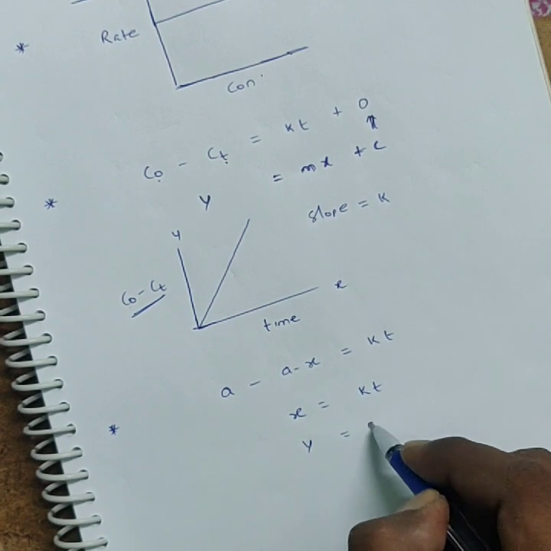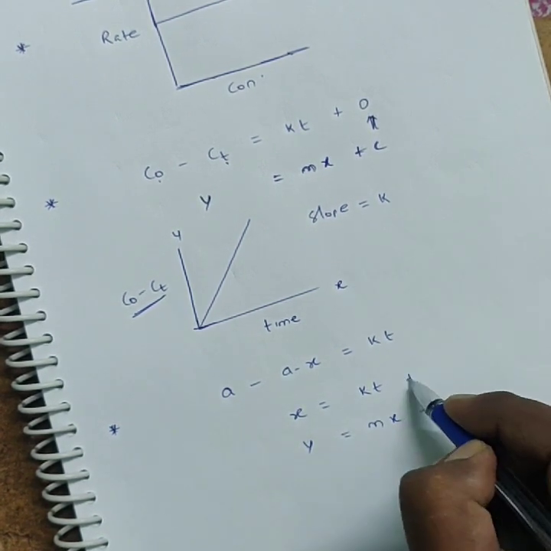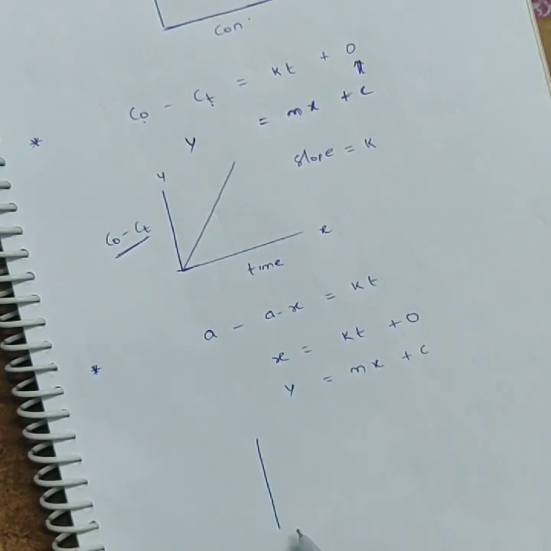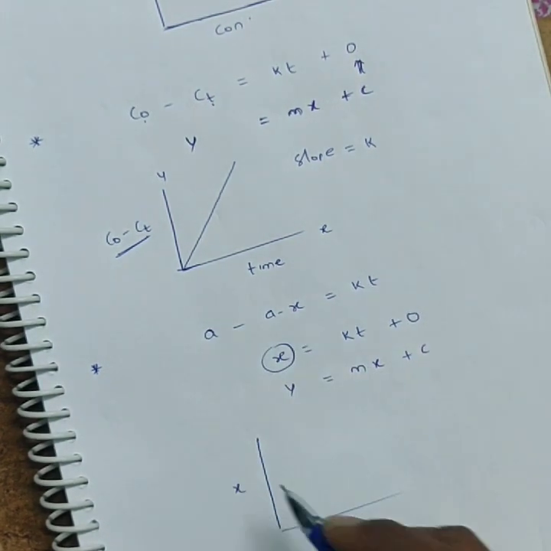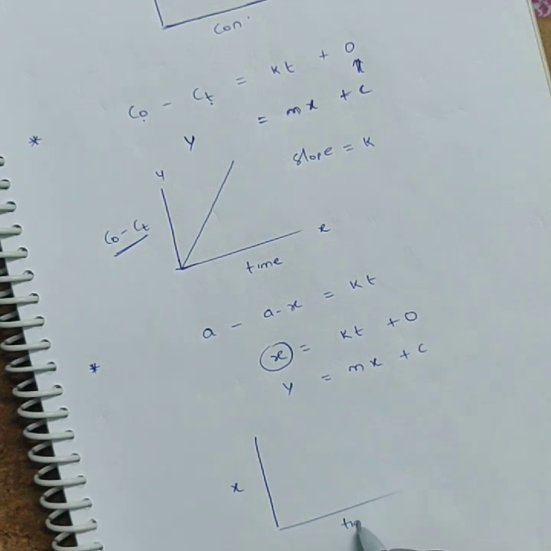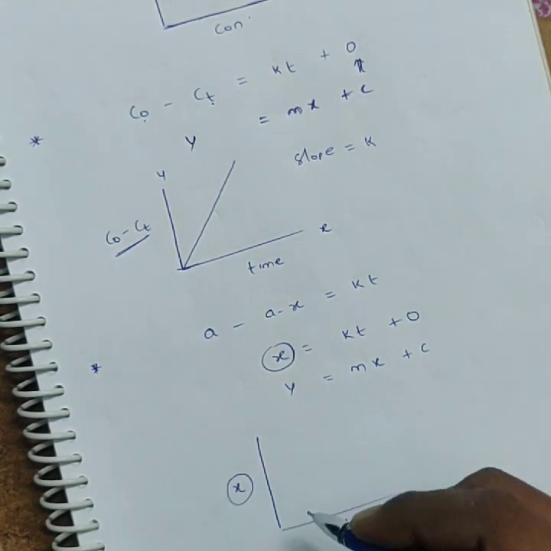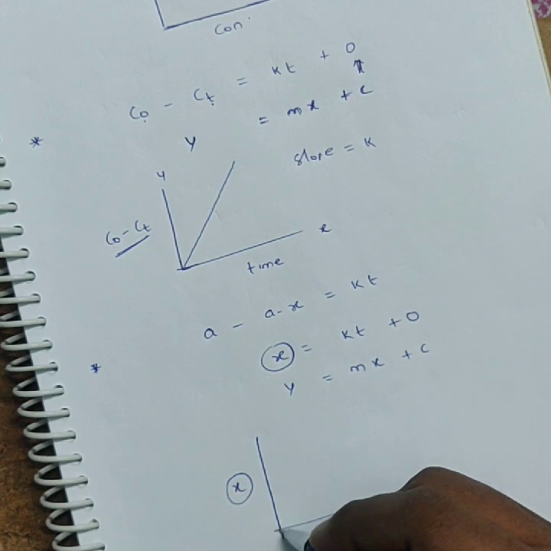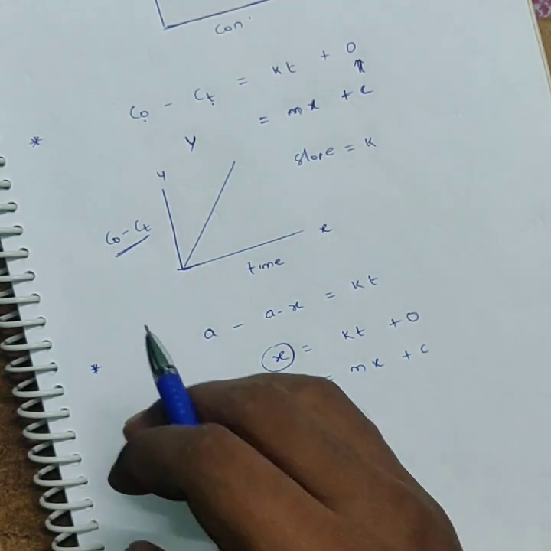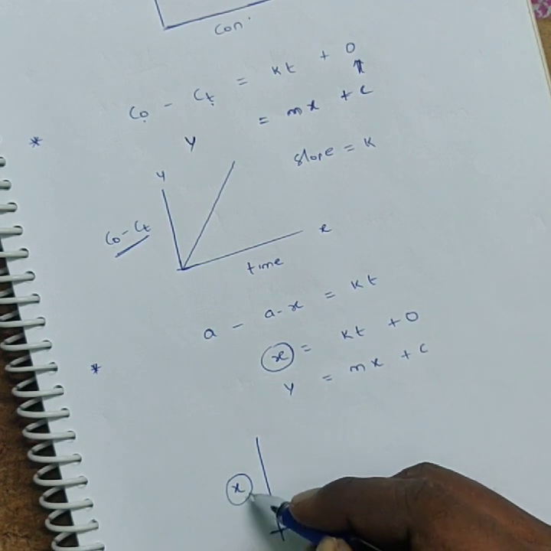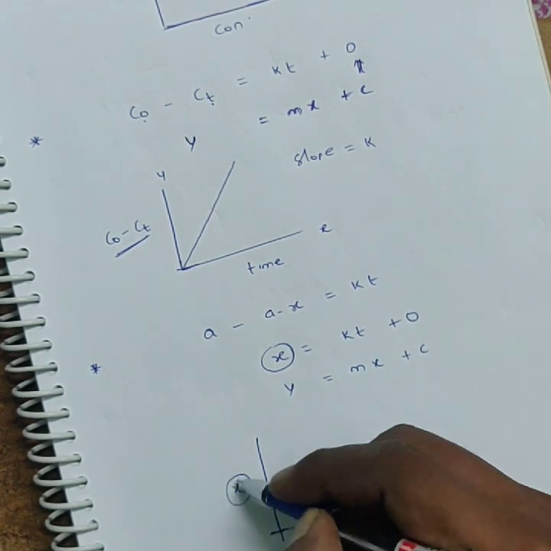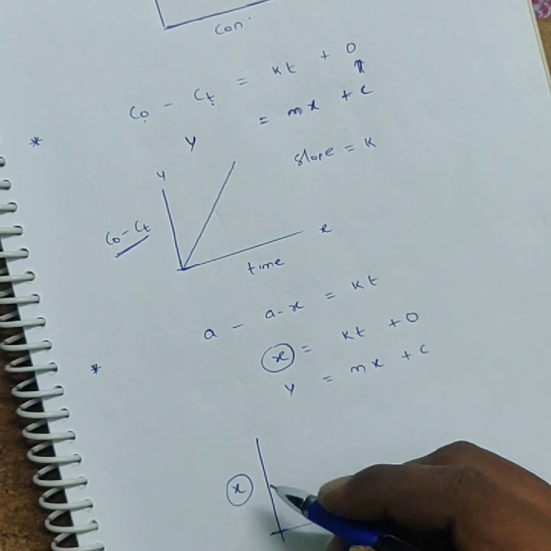So let it be y is equal to mx plus c plus 0. On the y-axis, x is taken. On the x-axis, time period is taken. At the beginning, at time 0, x will be 0. Am I right? Here x is the amount of reactant which is involved in dissociation. At 0 time it will be 0. As the time goes on, the amount of reactant which is involved is increasing.